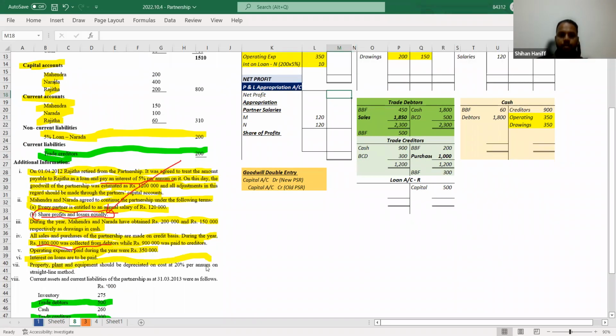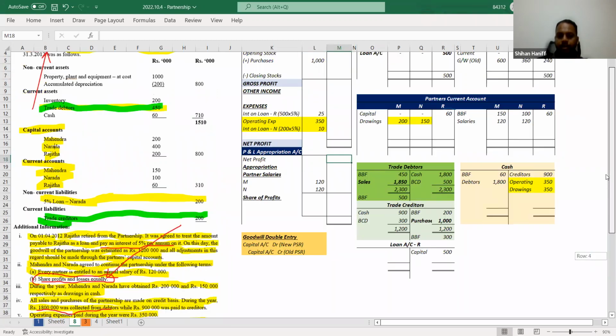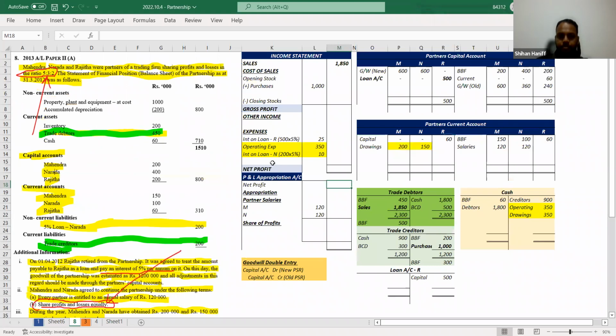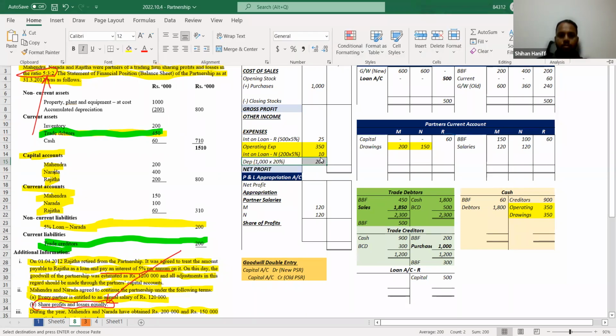PPE should be depreciated on cost at 20% per annum on the straight line method. That is a depreciation expense. So the PPE cost is 1 million. 1 million into 20% is 200.